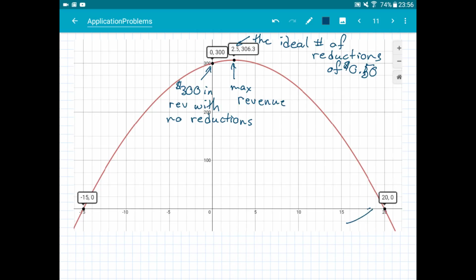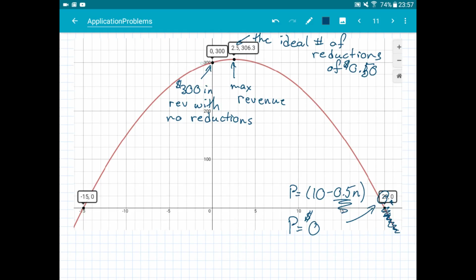This one down here, also interesting. You notice you get no revenue after 20 reductions. Well, why would that be the case? Well, remember the price was equal to $10 minus 0.5 times n. Well, if n is 20, then 0.5n is 10, and the price is 0. So of course you get no revenue if you're not charging anything. Now, if you keep decreasing the price, now the price is negative. That would be you giving money to the person with the product. So this is nonsense. No one ever does that.